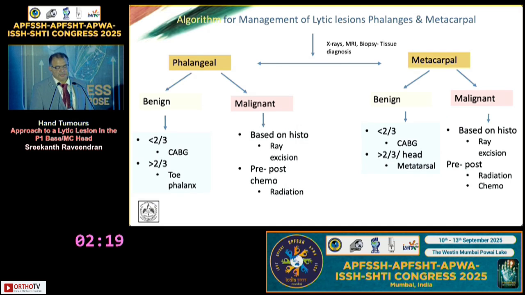So this is our algorithm, basically. If it is a phalangeal one, benign, if it's less than 2/3, we usually go for curettage and bone grafting. If it's more, we always reconstruct with the toe phalanx. For malignant, based on the histology, ray excision with or without neoadjuvant chemotherapy and post-adjuvant chemotherapy and radiotherapy. If it's metacarpal, it's the same: benign, less than 2/3 of the diameter, we go for curettage and bone grafting, or if it's more than 2/3 of the diameter, go for the metatarsal matched transfer. Malignant, depending upon the histology, ray excision with or without neoadjuvant and post-adjuvant therapy and chemoradiation.